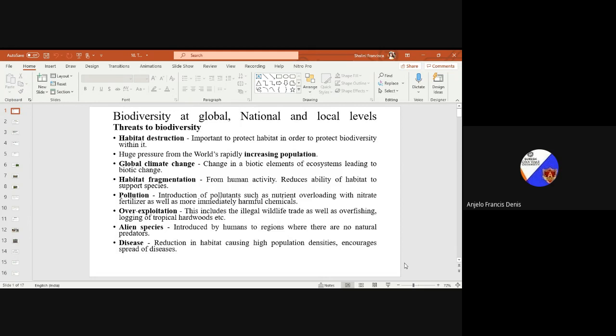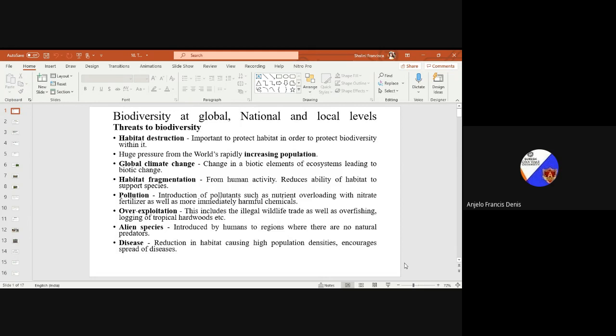Overexploitation, this includes the illegal wildlife trade as well as overfishing, logging of tropical hardwoods, etc. Introduction of alien species introduced by humans to regions where there are no natural predators. Diseases, reduction in habitat causing high population density encourages spread of several diseases.